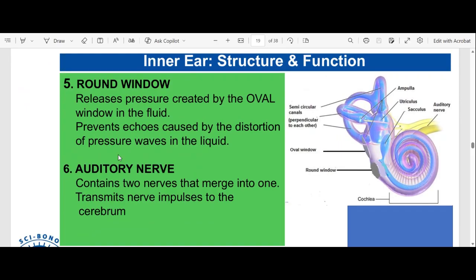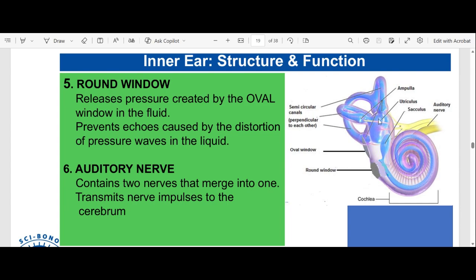Then we have our round window. What's the function of the round window? It releases pressure created by the oval window. So it absorbs excess pressure and releases it, right, to prevent echoing, or the distortion of pressure waves in the liquid. The reason why you don't have echoes is because of the round window, because it absorbs excess pressure and then transmits that pressure into the Eustachian tube to be released through your throat, right?